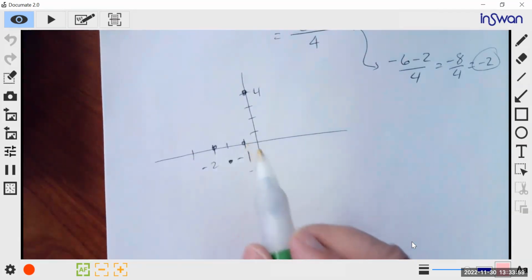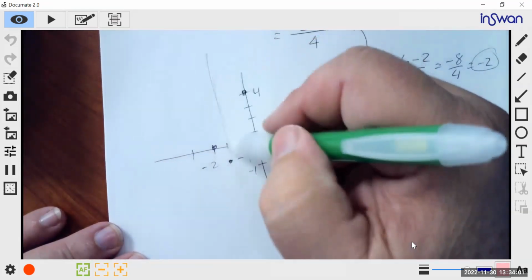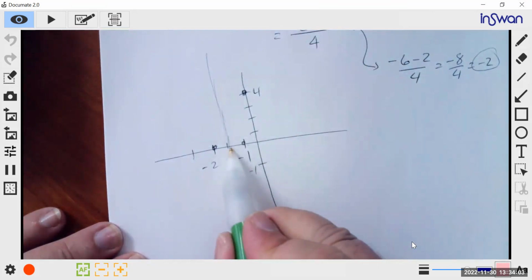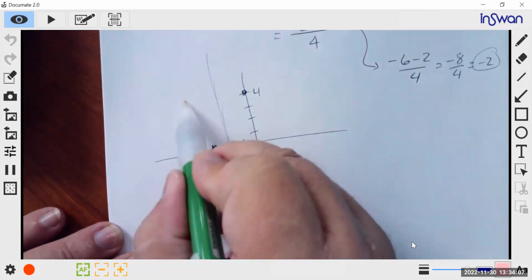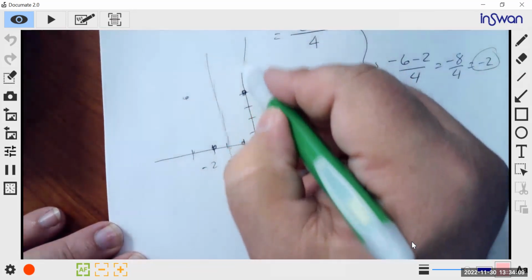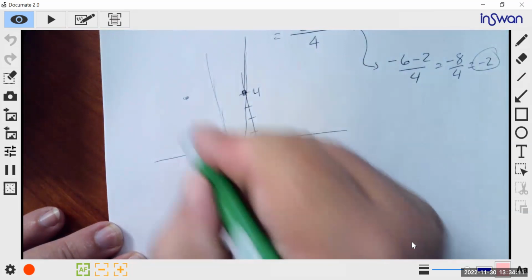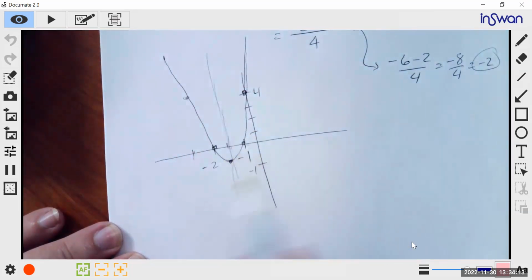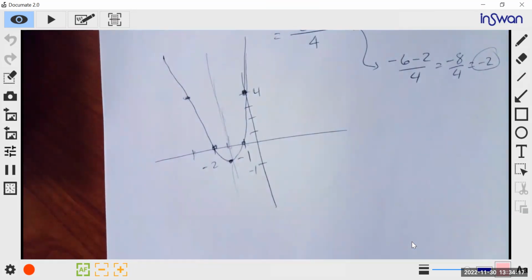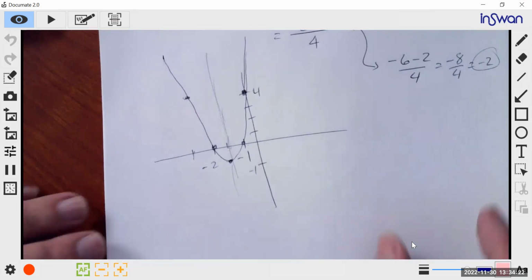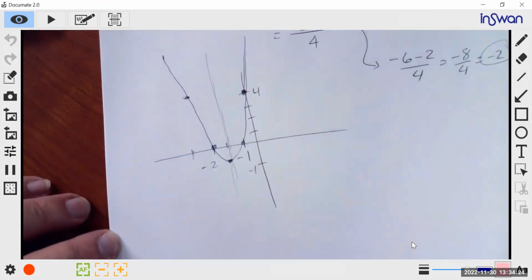Because it's symmetric right here, if I go 1, 2 to the right, 4 up, I go 1, 2, and then 4 up. Because it's got to be a mirror image. Since I have this out here, I have to have that out there. And there's my graph. Ooh, that was a long one.